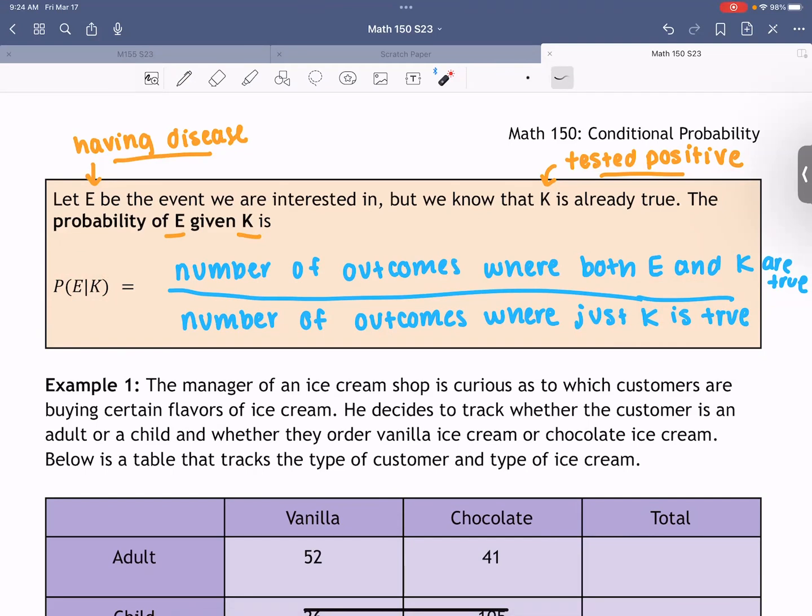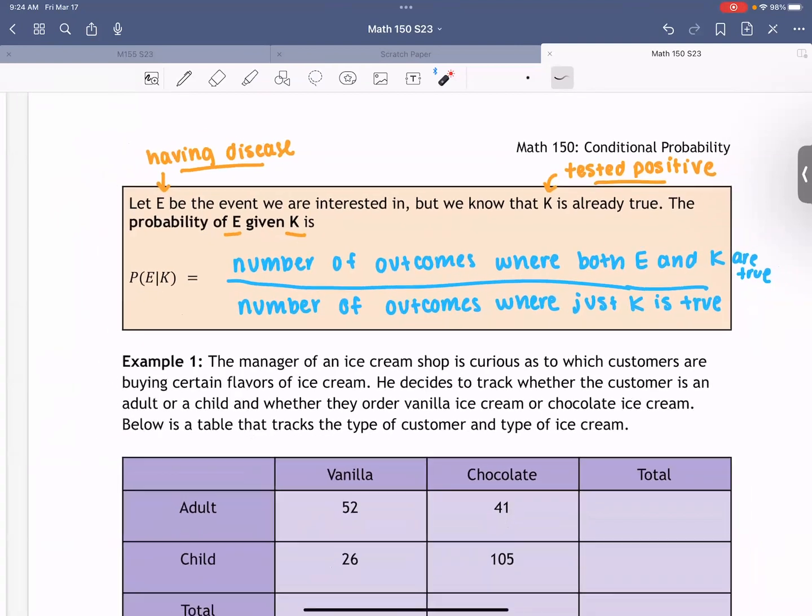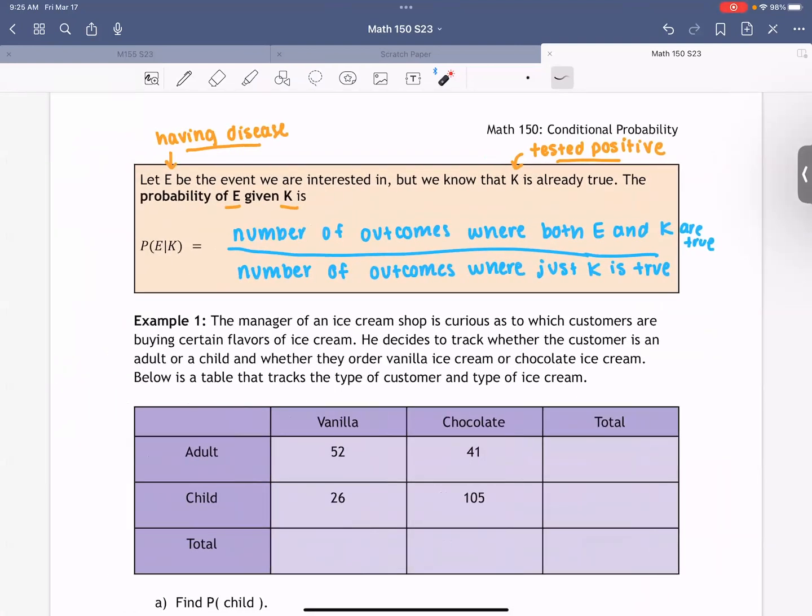Now if that doesn't make any sense, it'll make much more sense when we are able to organize our information better. So why don't we go through this example here? We have a manager of an ice cream shop, and this manager is really curious to tell what the different flavors are that people like. But there are different things that factor into whether someone likes a different flavor or not, for example, if someone's an adult or a child. So the manager had a bunch of people go in. They asked them, do you like vanilla? Do you like chocolate better? And they also marked if it was an adult or a child answering the question.